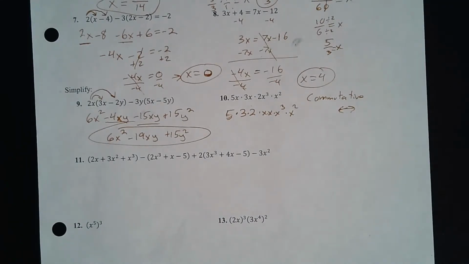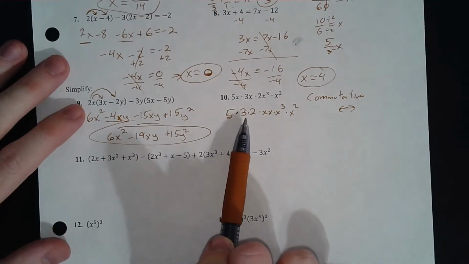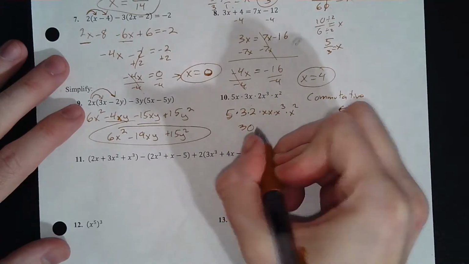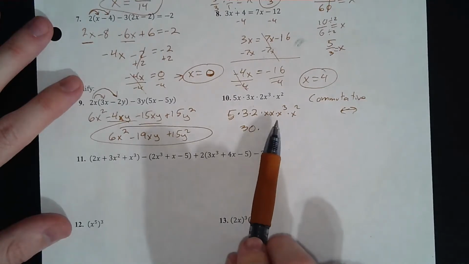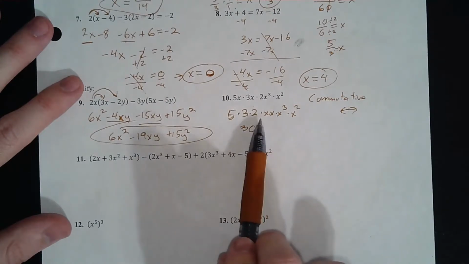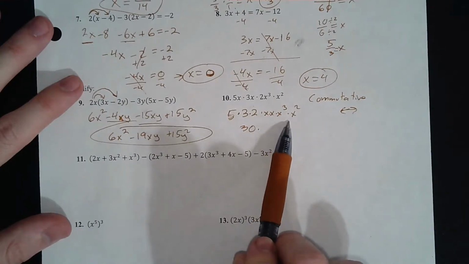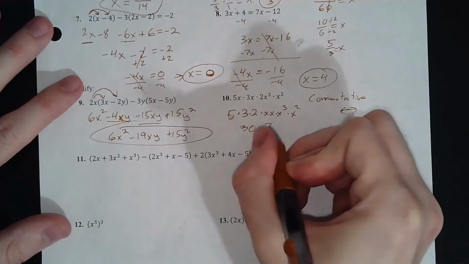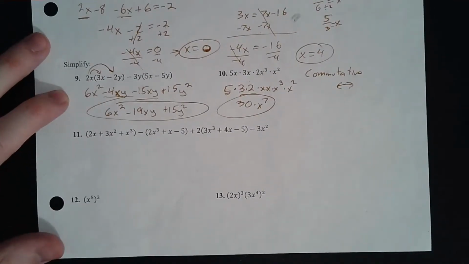Basically what I'm trying to say is you can just multiply the numbers together first. 5 times 3 is 15, and 15 times 2 is 30. Then you multiply by the x's. How many x's do I have? Remember, x cubed means x, x, x. That means 3 x's. And x squared means x, x. That's 2 x's. So I have 1, 2, plus 3 is 5, plus 2 more is 7. I got 7 x's. Easy enough.